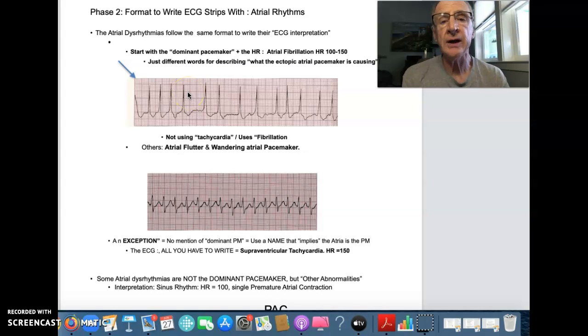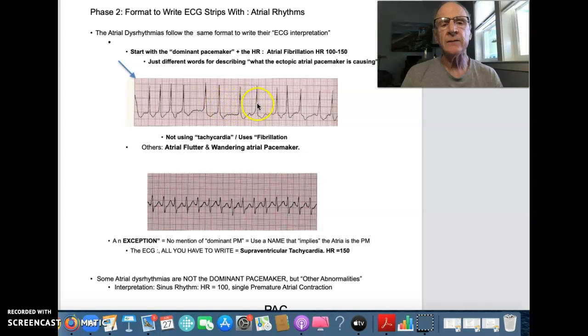You know that you'll need a range for the heart rate. So the fastest this heart is beating is between two consecutive R waves that are very short in distance. That'll give you your fast heart rate. Your slower heart rate part of the range will be the two R wave peaks that are the furthest apart. So when you're writing your answer to this, you're going to say this is atrial fibrillation, heart rate of 100 to 150.